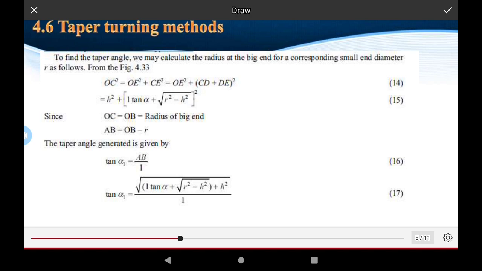The taper angle is given by tan alpha 1 equals AB upon L, where L is the taper length of the workpiece. Again putting the value of AB in this formula, tan alpha 1 equals under root 1 plus tan alpha plus under root r square minus h square, where h square is the value of OE square, upon L. This is the given formula number 17.